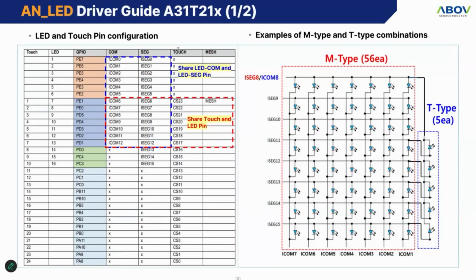This LED driver guide shows how to use the MCU to control LEDs and how to connect them. It uses SEG and COM pins. You can connect many LEDs using fewer pins this way. In the example on the right, they first set up an 8x7 LED matrix, which is 56 LEDs in total. Then they use the SEG pins from 0 to 7, and they added 5 more T-type LEDs by connecting them to the shared icon pin number 8.